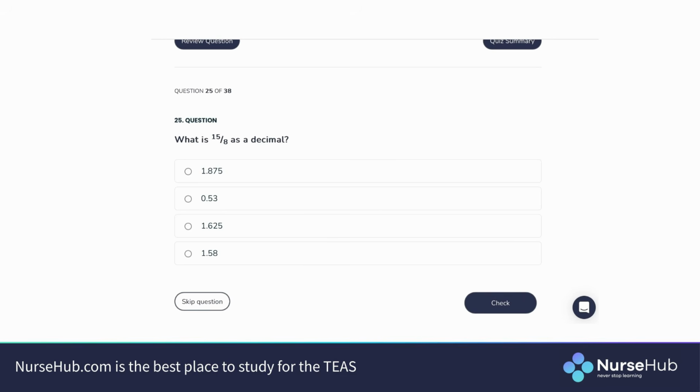Question 25. What is 15/8 as a decimal? All right, so in this question, we are taking a fraction and moving it into a decimal. What helps is to understand what a fraction is really saying. So 15/8 is really the same as saying 15 divided by 8. And when I divide 15 divided by 8, that gives me 1.875. So our correct answer is going to be 1.875 right here.